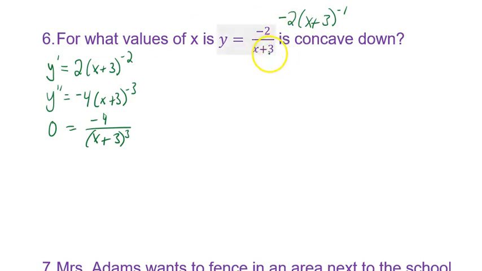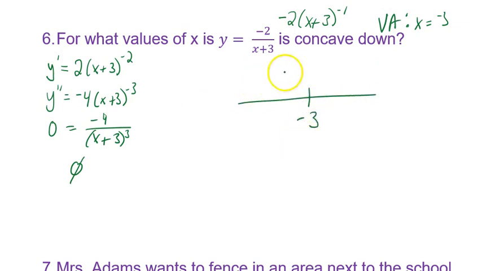It's 0, and you're like, what's going on here? Think back to what you know about this graph. There is a vertical asymptote at x equals negative 3. So even though we didn't get a place where the second derivative is 0, there's no point of inflection, there is an asymptote dividing up this graph. So I still have to check both sides of it to see whether I would get anywhere being concave down.